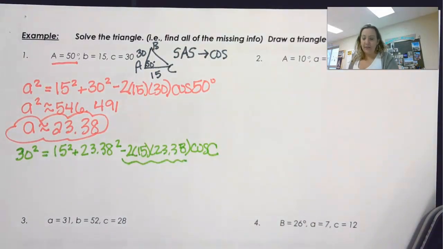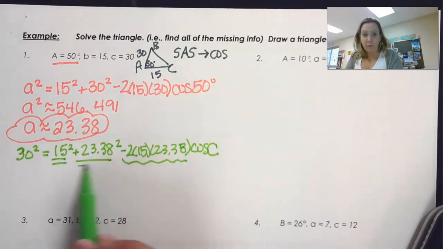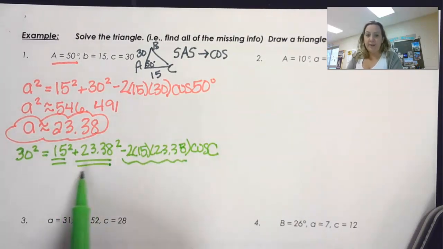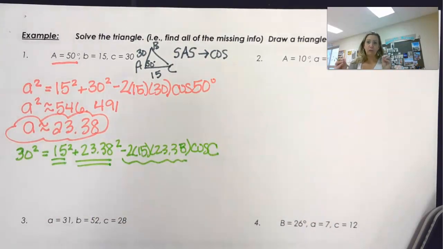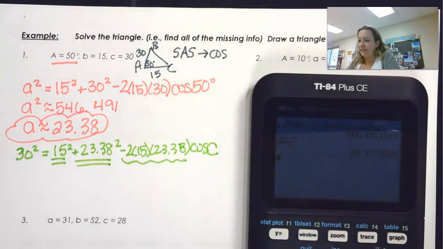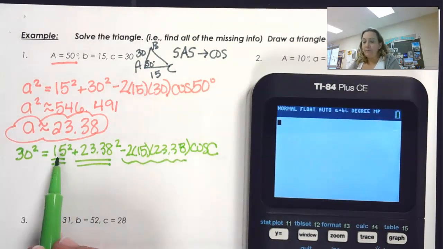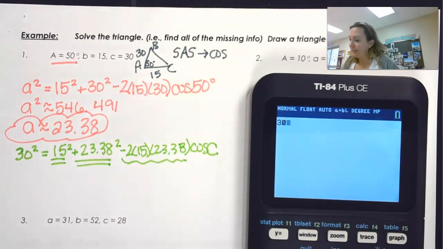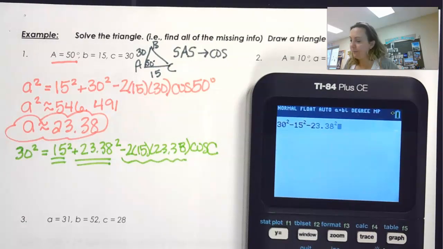What we need to do is move these two over by subtracting them. Then we can divide by this here. So just be very cautious about that. You can't enter all of this in the calculator and then divide it. No. We have to move 15 squared over. So I'm going to take 30 squared. I need to subtract off 15 squared. And now I need to subtract off 23.38 squared.